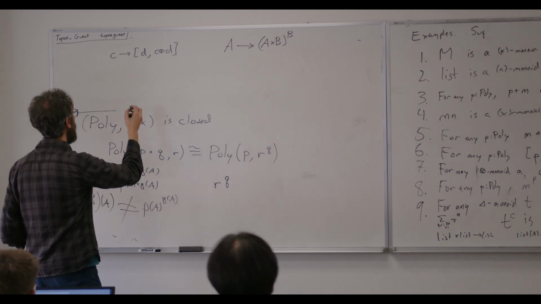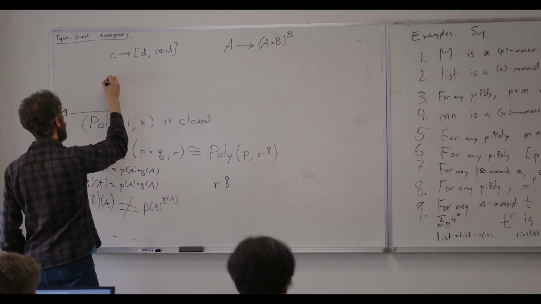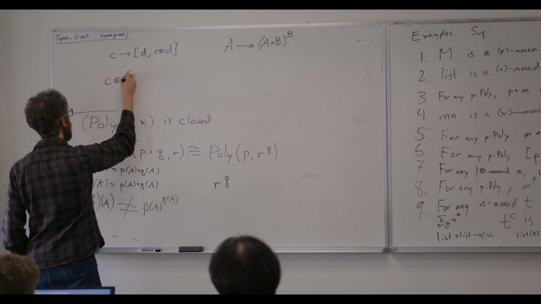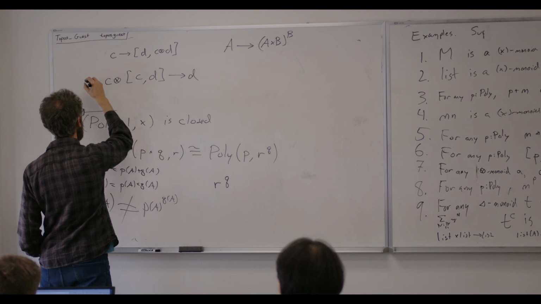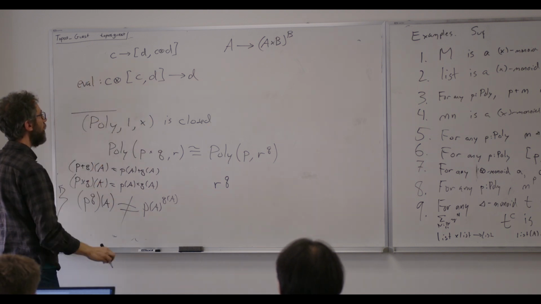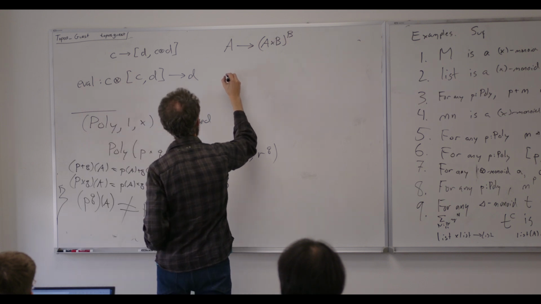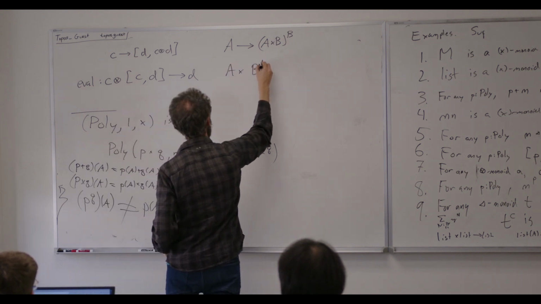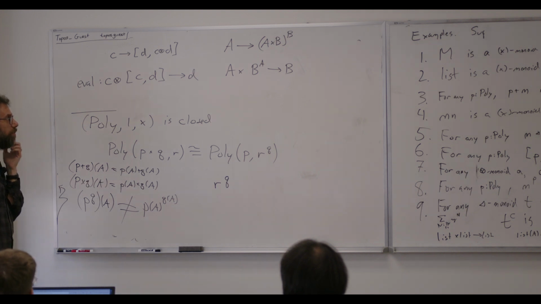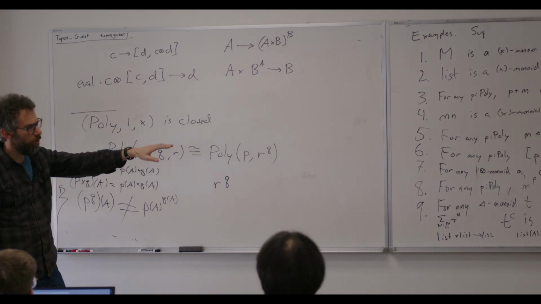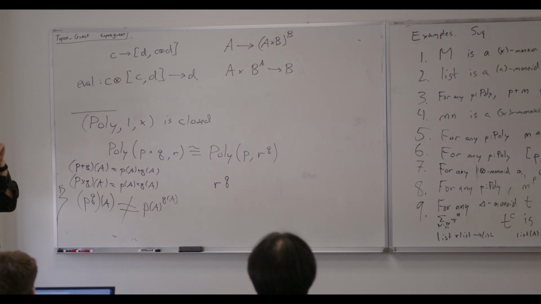But the other one turns out to be much more commonly found, which is a map from C tensor CD to D. And this one is generally called eval. And this one would look like A times B to the A to B. Takes an A, takes a function from A's to B's, and gives you a B. And those are the ones I wrote at the bottom of the board over there also.